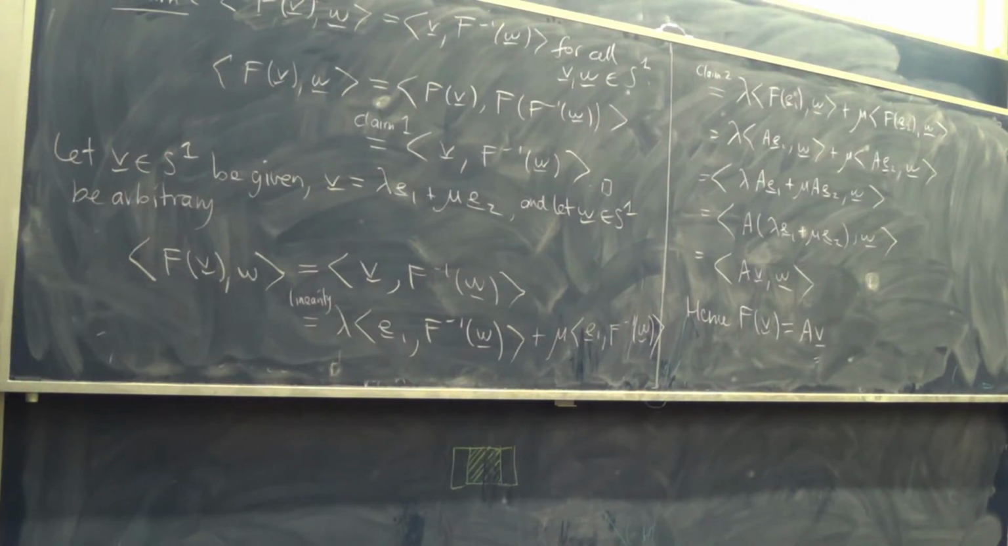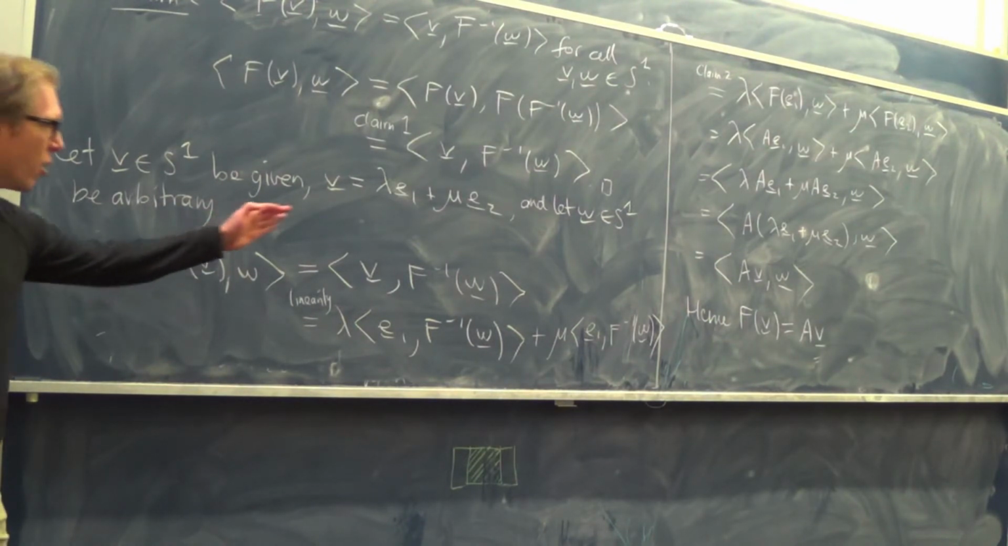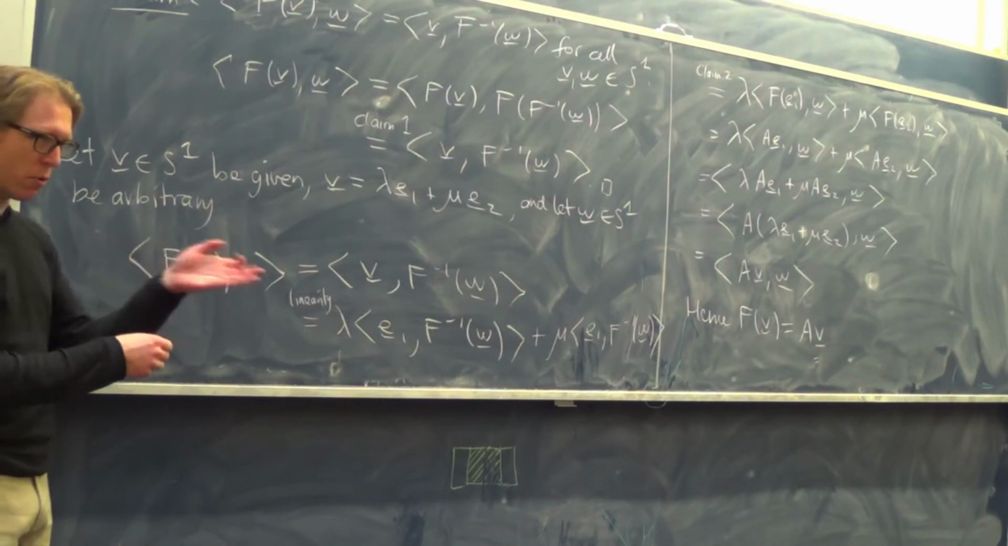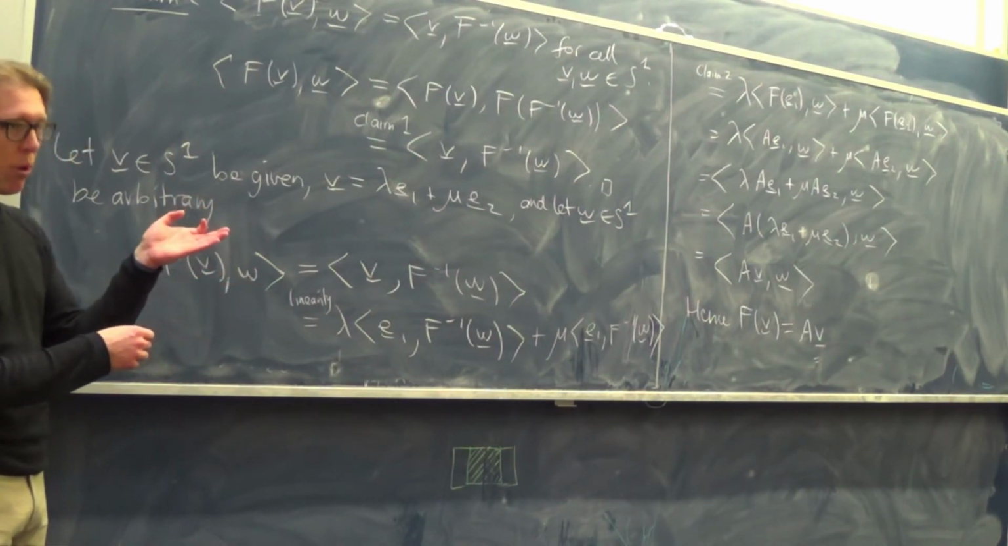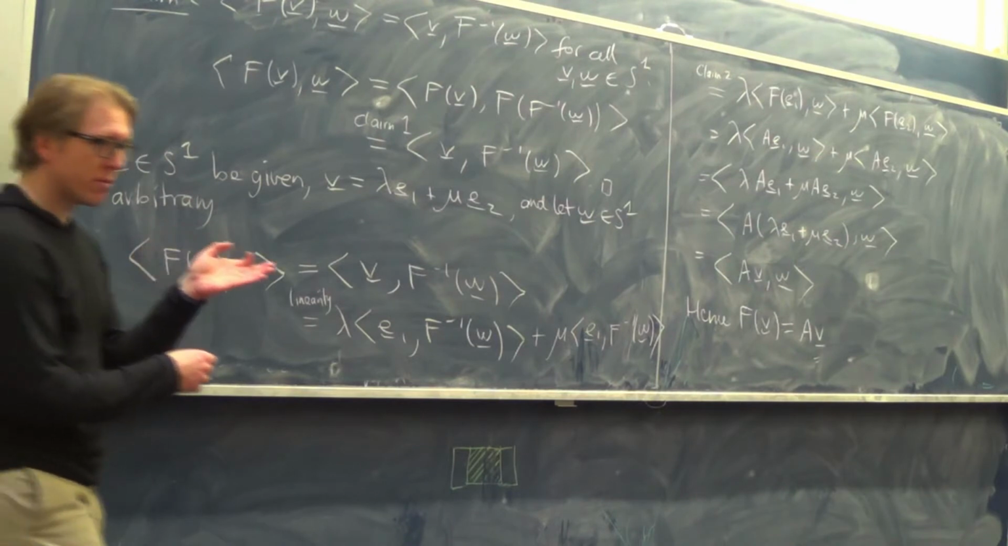Why is the consequence of that identity that the two vectors FV and AV must be the same? So this identity holds. Fix V, it holds for all W, at least all W in S1. And that's enough.